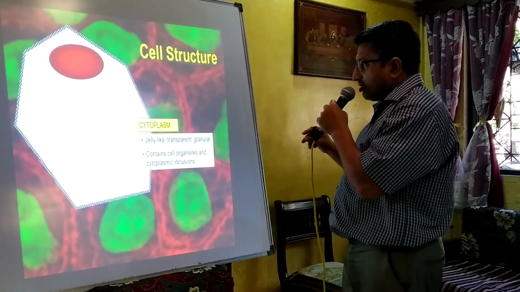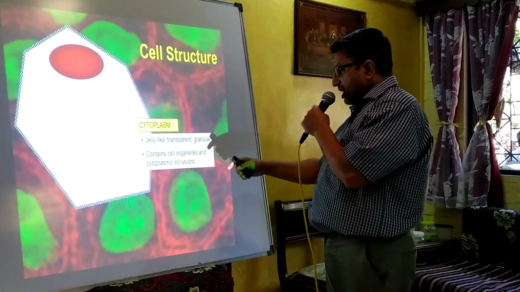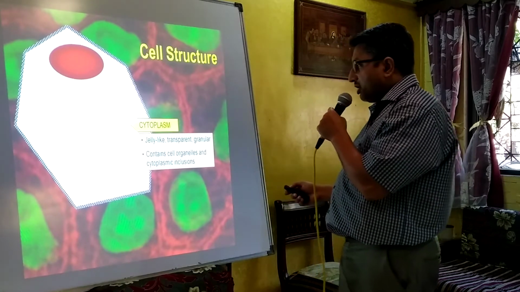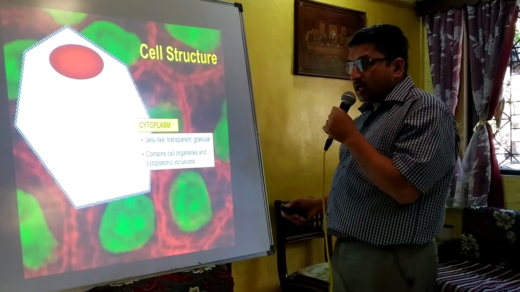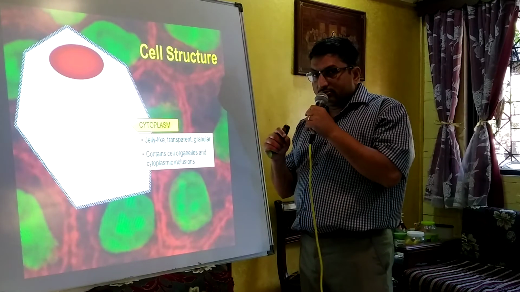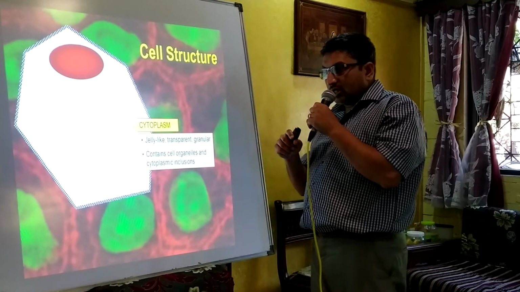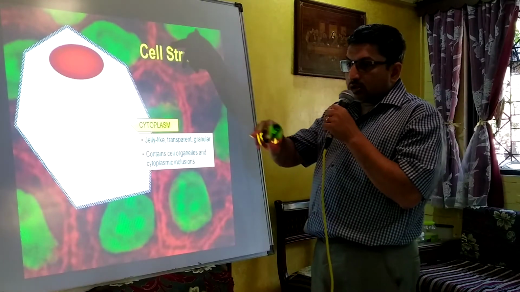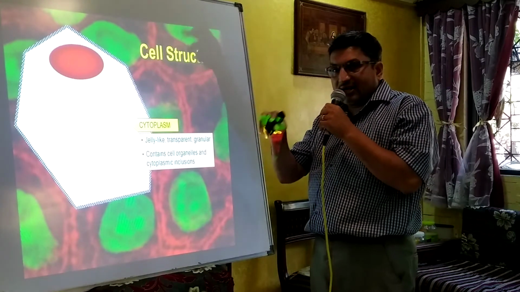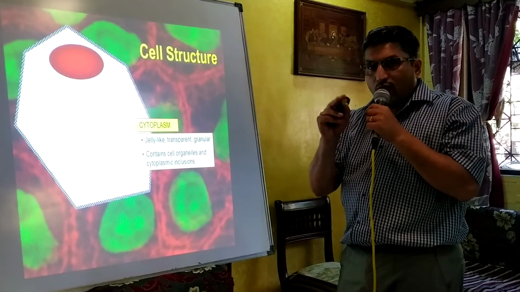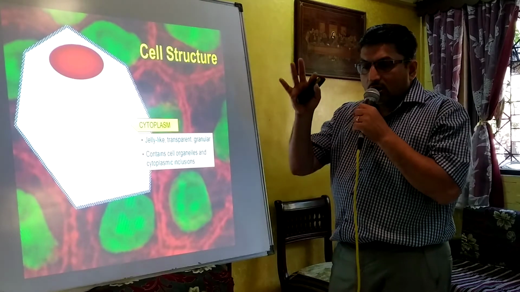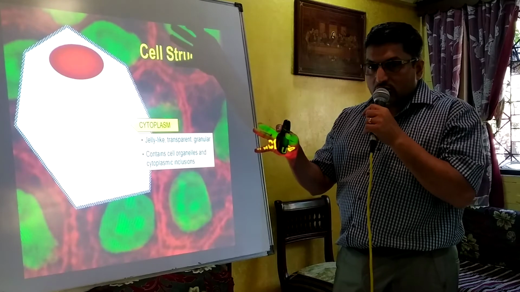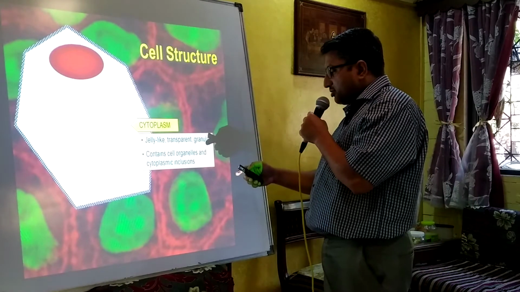So cytoplasm is jelly-like, transparent and granular. It contains all the different organelles. It is like the water in a fish tank, and all the different fish are swimming in that tank due to the presence of water. If we remove water, all life is destroyed. Similarly, cytoplasm.